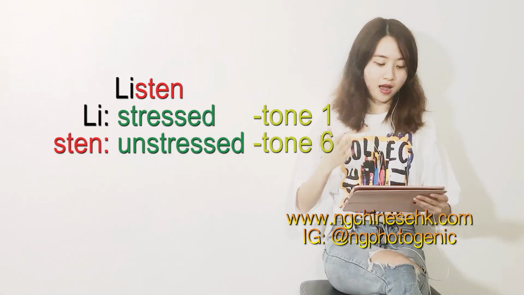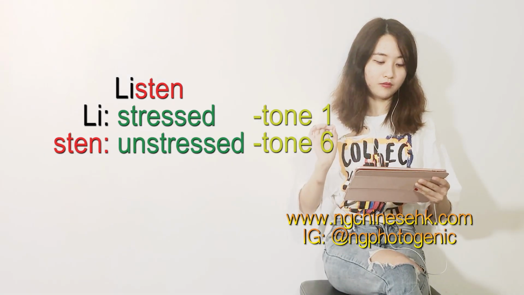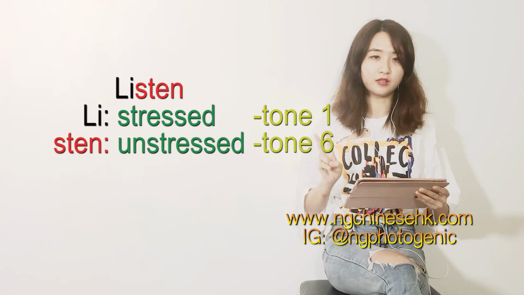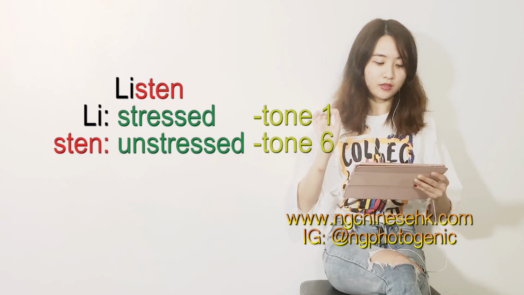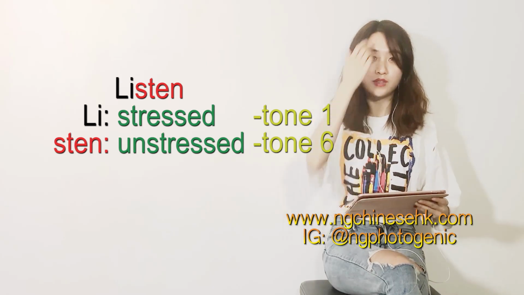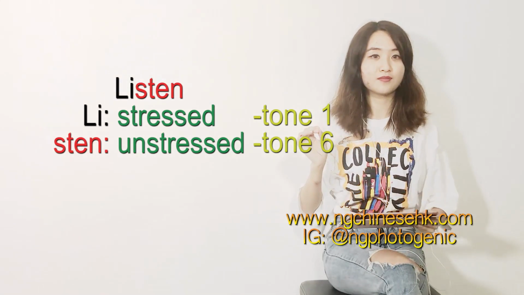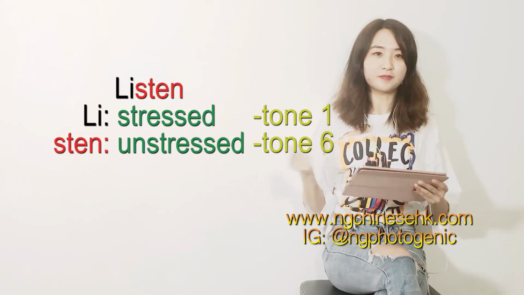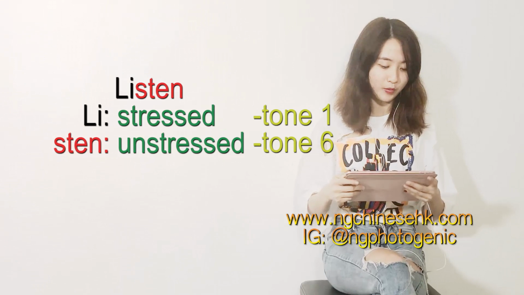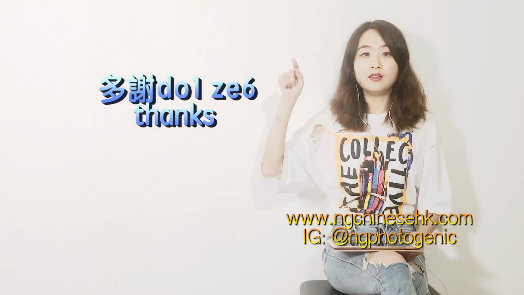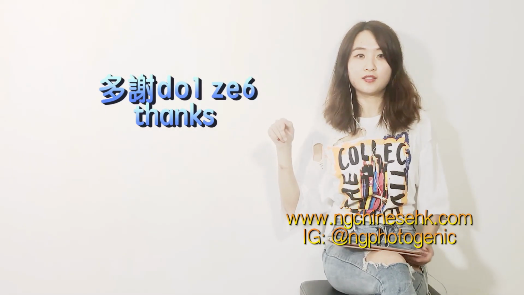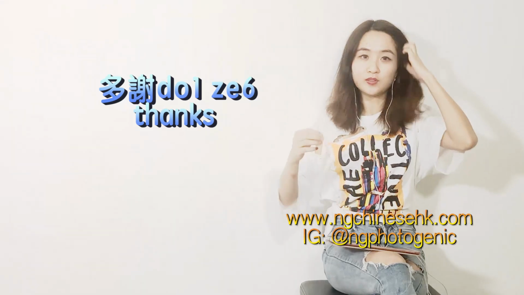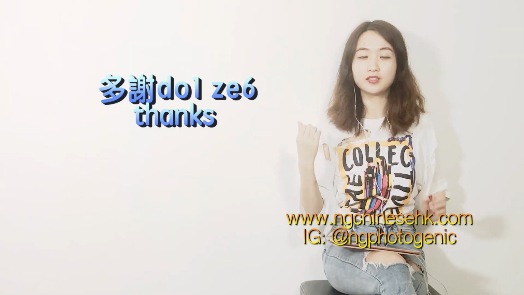And now I have some words, and all of these words have 2 characters only, and one of the characters is tone 1, and the other one is tone 6. Okay, so let's practice. 第一個, number 1, "listen", right? So use the tone in this word.